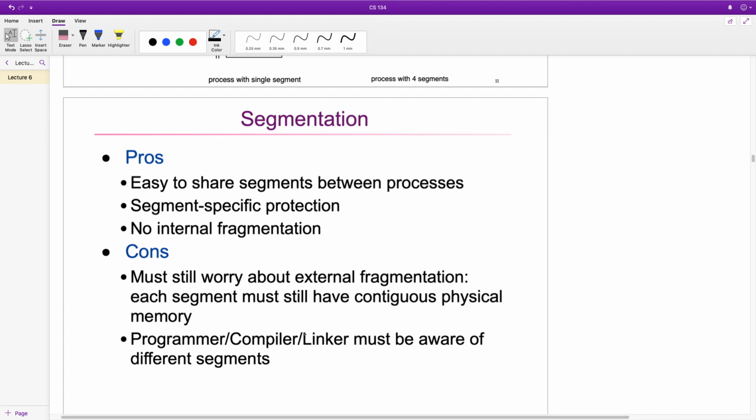So it's easy to share segments between processes. We get this protection. We get rid of that internal fragmentation where we've got a large address space and we're not using all of it. Here, we have more granular sizes that we're specifying. We still need to specify our maximum stack size and our maximum heap size. And we still have to worry about external fragmentation because every segment has to be in contiguous physical memory.